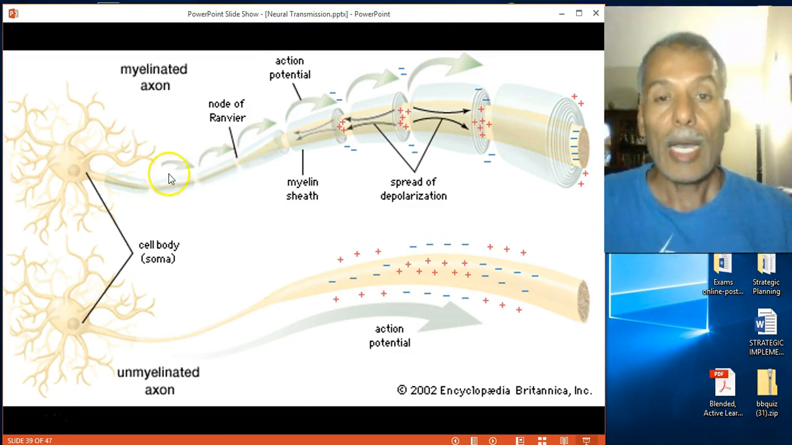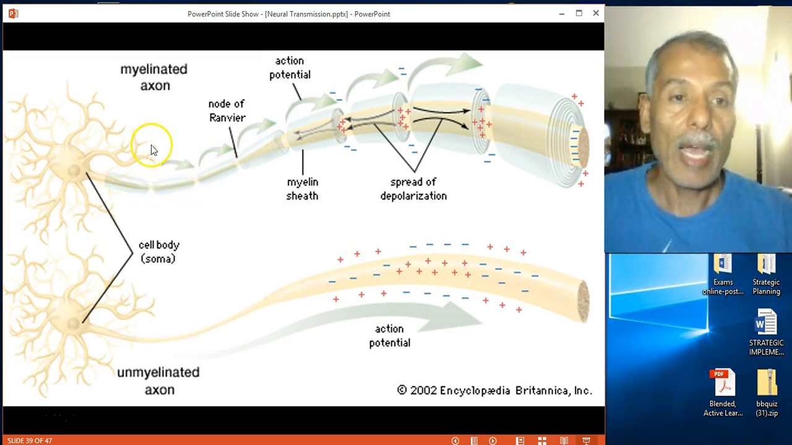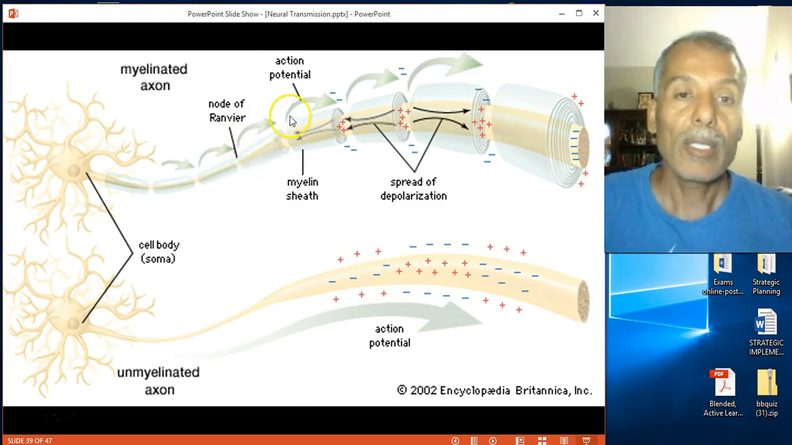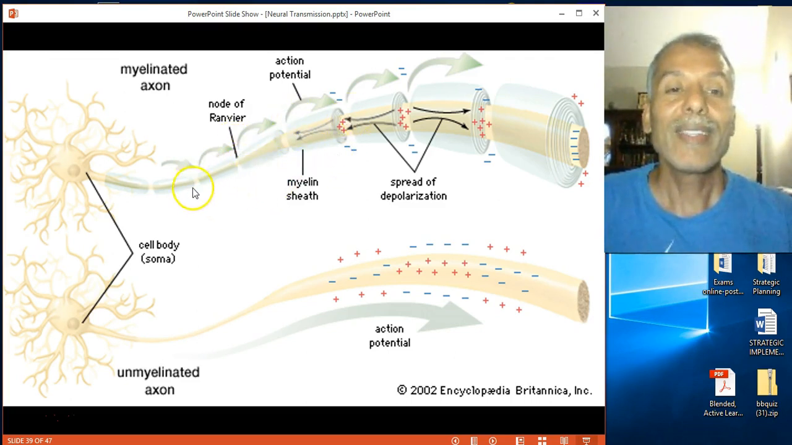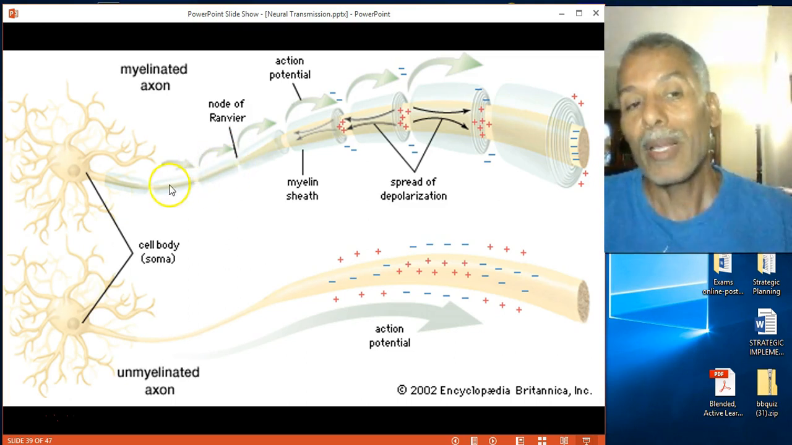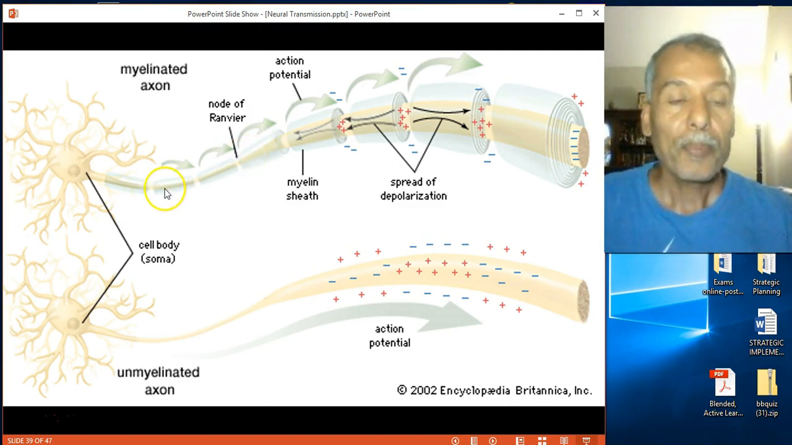So what you see now, the firing, you're going to see every node of Ranvier flash and stop. Before it stops, the next one flashes. Before it stops, the next one flashes. The next one flashes. They are not jumping, really. The signals themselves are not jumping. The signals are flowing through the axon, but they appear as if they are jumping.